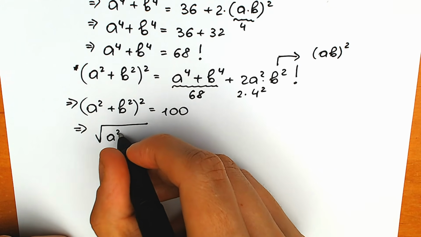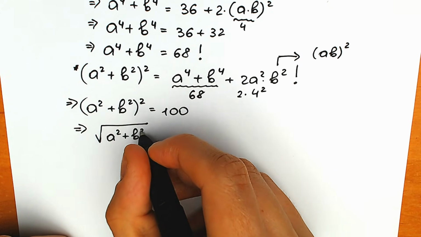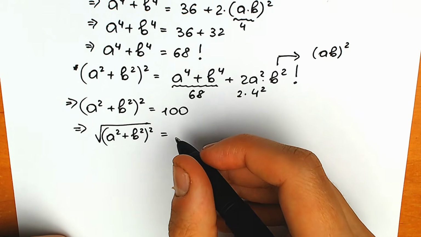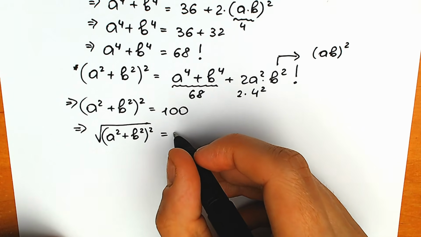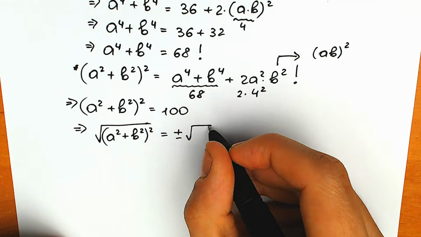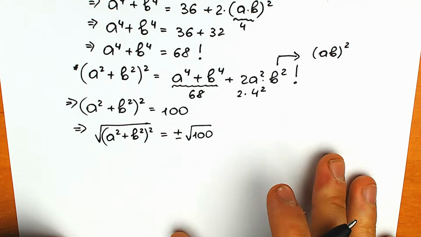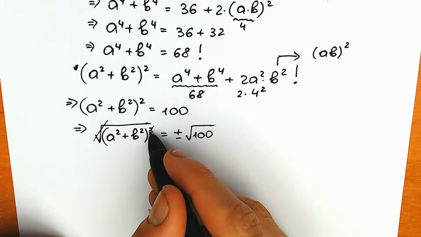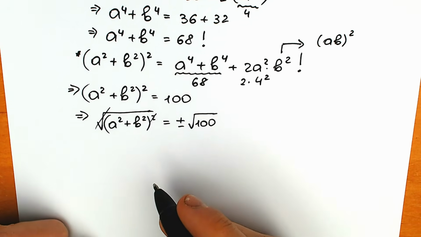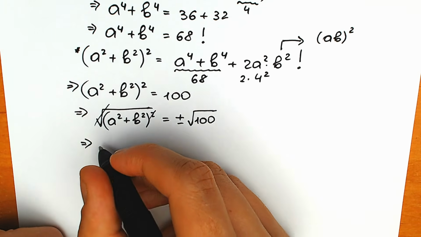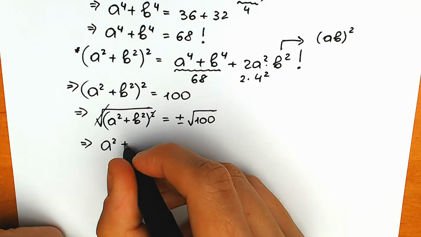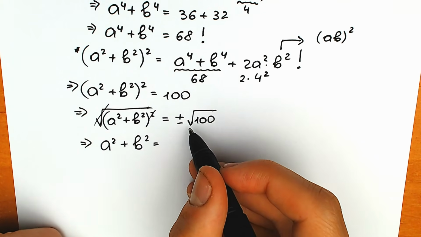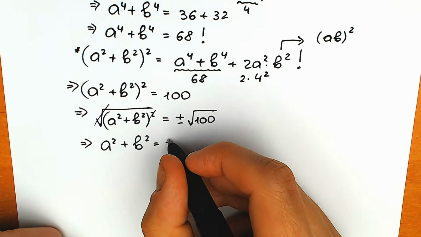As a result, we have a² + b² raised to the power 2 equal to plus minus the square root of 100. And right now let's look closely. Right here we can easily cancel this square root with this power of two. So as a result we have a² + b² equal to the square root of 100. This is our stable case, so we have plus minus 10.